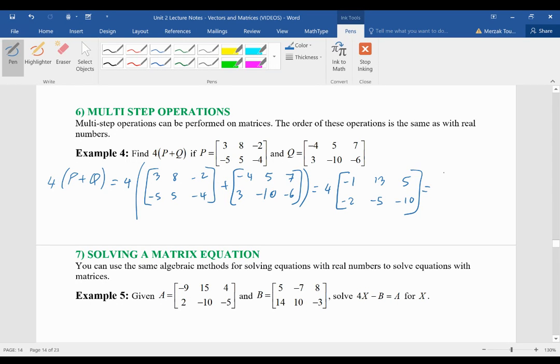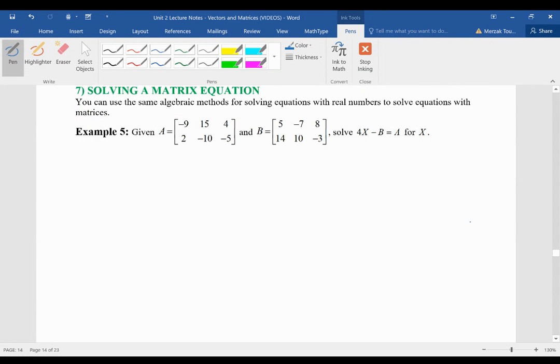We're not done yet because we need to multiply 4 by every element of the resulting matrix. 4 times negative 1 is negative 4. 4 times 13 is 52. 4 times 5 is 20. 4 times negative 2, negative 8. 4 times negative 5, negative 20. 4 times negative 10, negative 40. And that's the final answer. And this is a multi-step operation.